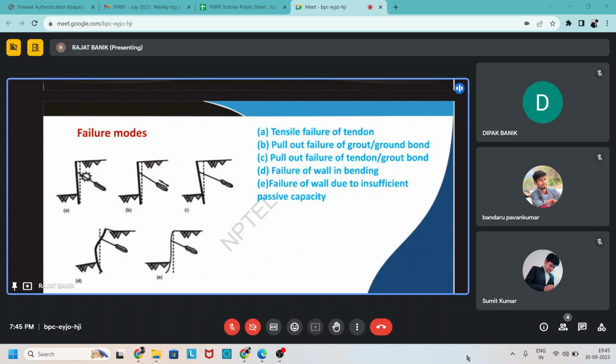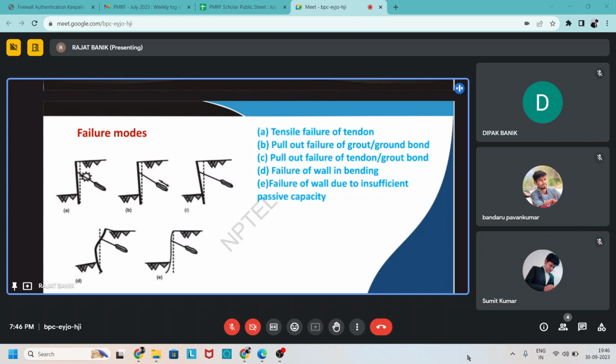Then pull out failure of grout or grouted bond. If this grouted arrangement is removed, or pulled out from this arrangement due to lateral force, then this type of failure occurs. Then pull out bond.